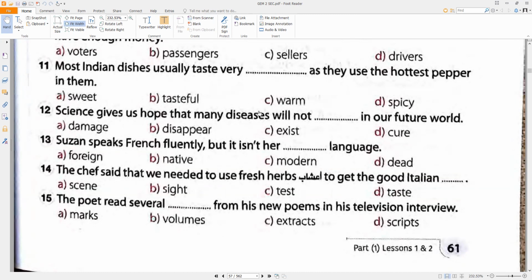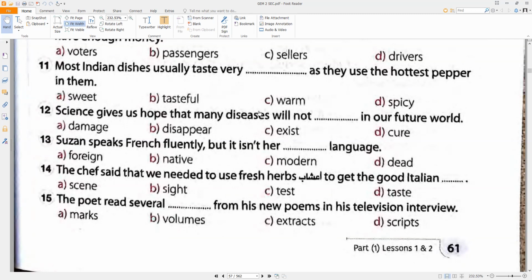Number 14. The chef said that we needed to use fresh herbs to get the good Italian taste. Seen, sight, test, taste. Yeah, excellent. Taste. Very good.